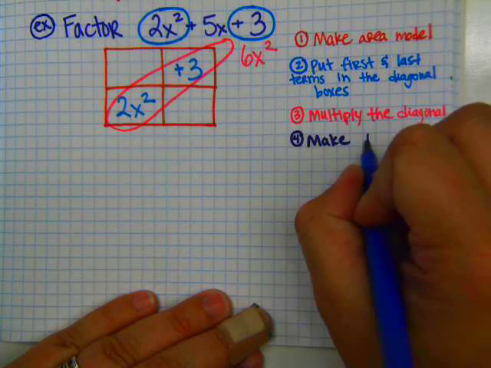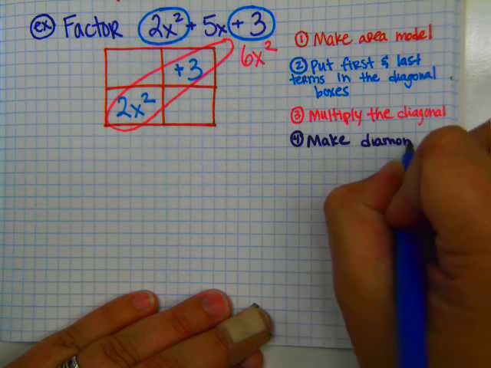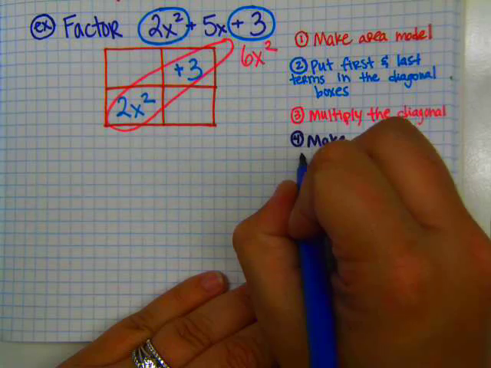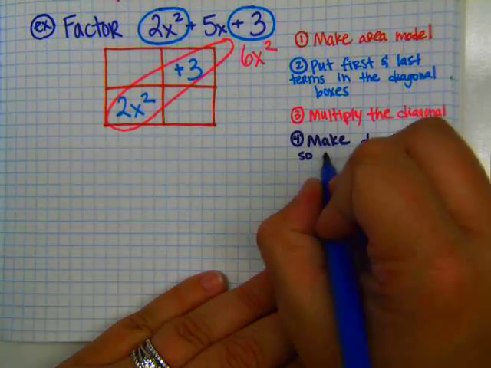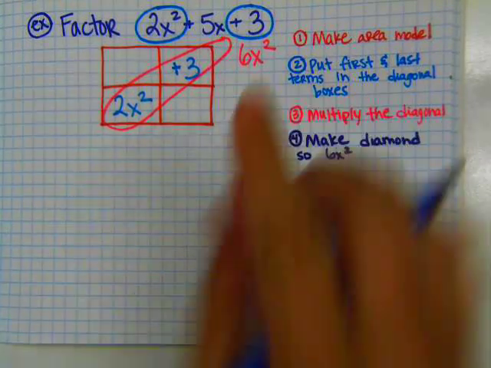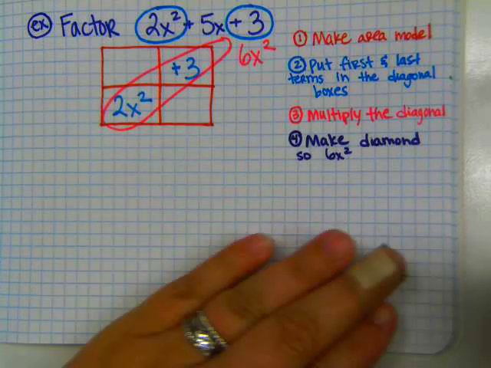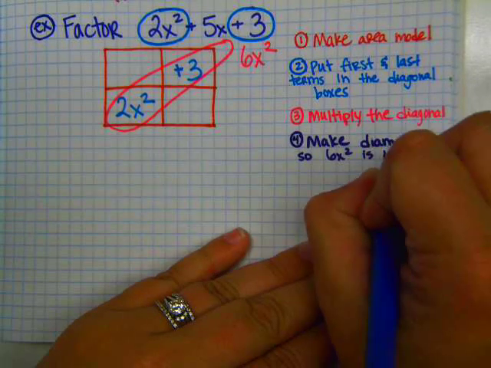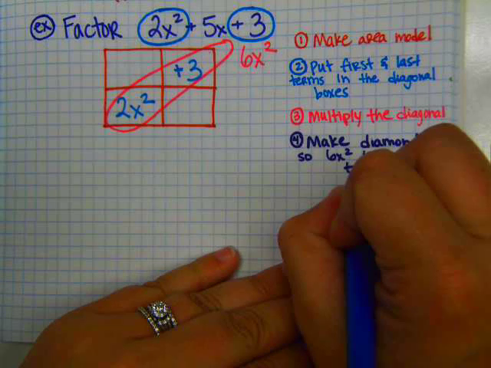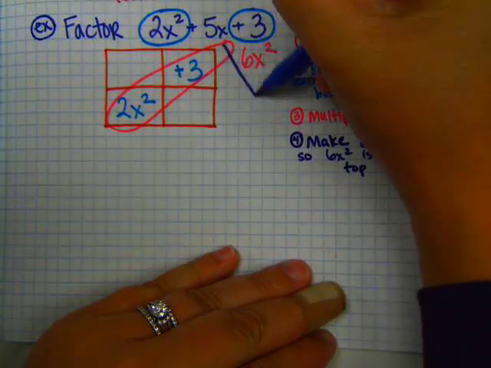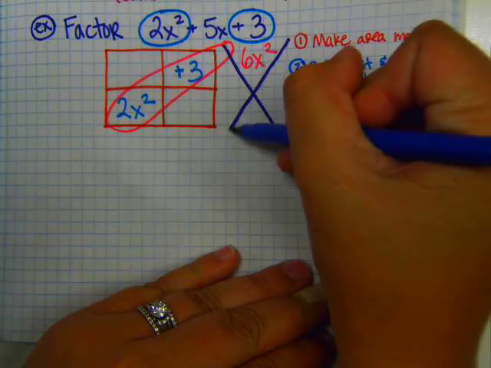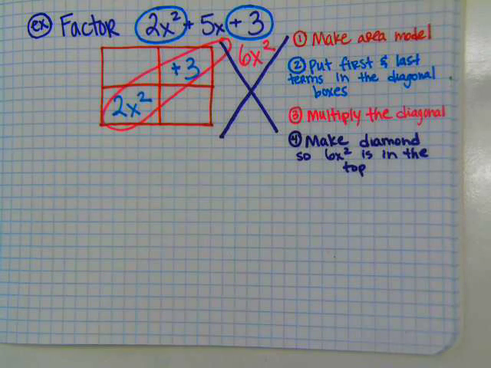Make a diamond. So the 6x squared, or whatever's up there, right? It's not always going to be 6x squared, is in the top. Okay? So that's going to look like that. Diamond, cross, whatever you want to call it, okay? So we have that diamond.